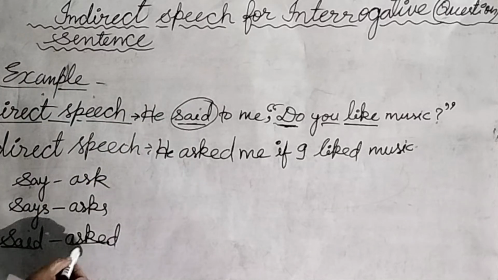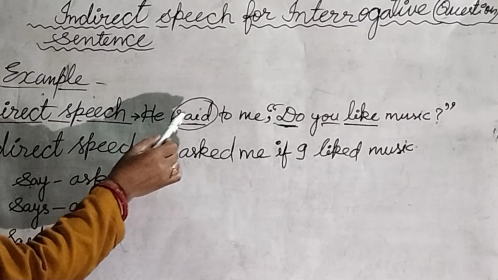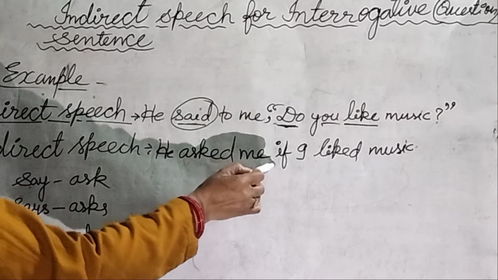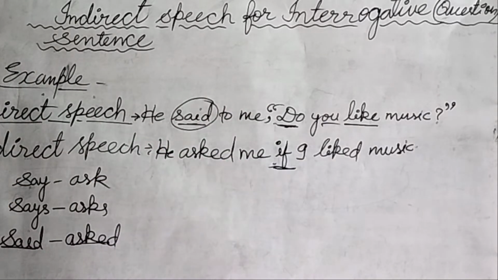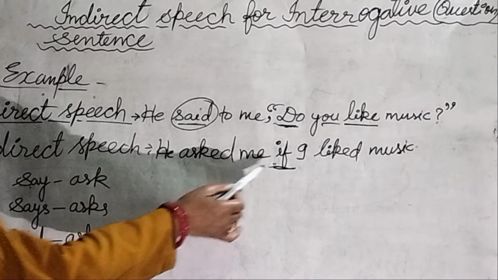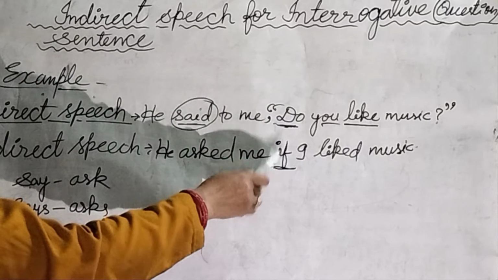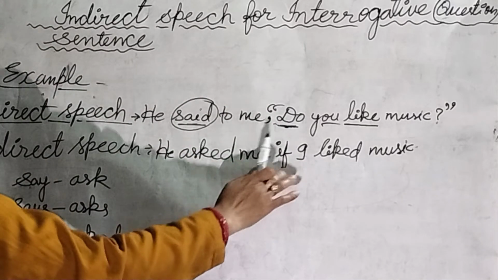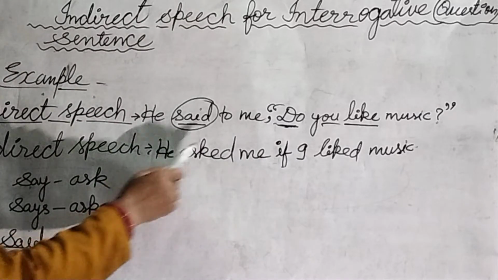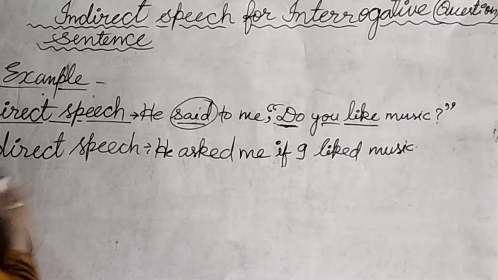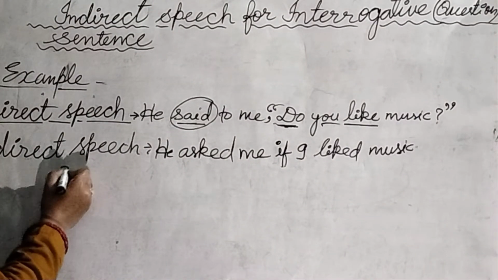Said change into asked. Okay. He asked me if. This is the place of that. Conjunction that की जगह पे आपको क्या करना है? If or whether. What do you want? This is your wish. आप जो चाहे आप यूज कर सकते हो यहाँ पे. चाहे आप यूज if करो यूज, चाहे whether करो. He asked me if I liked music. Now second example. Now see the second example.